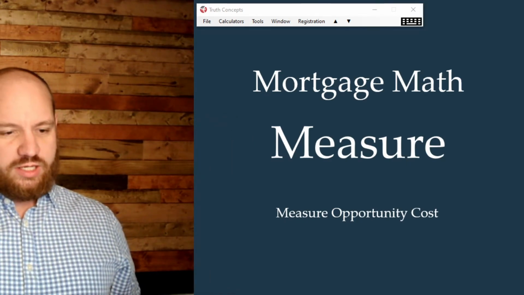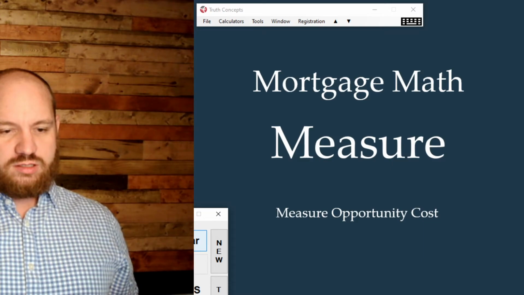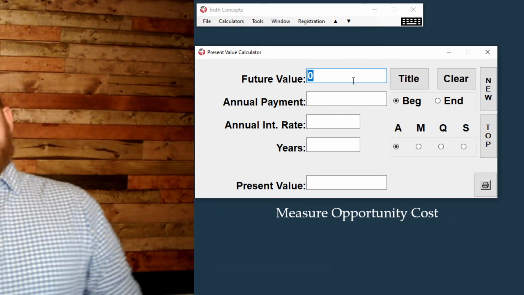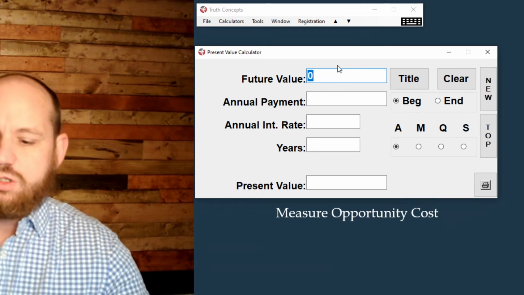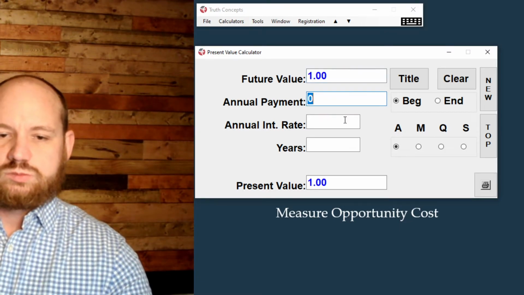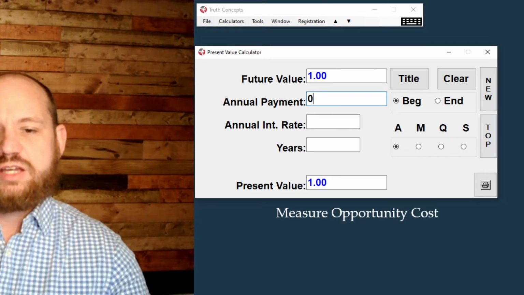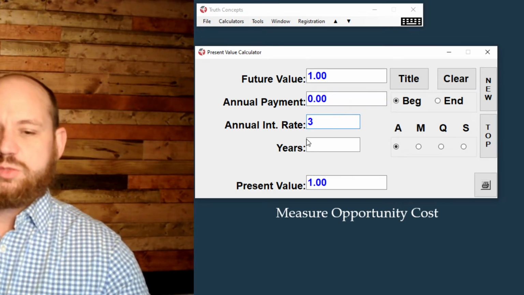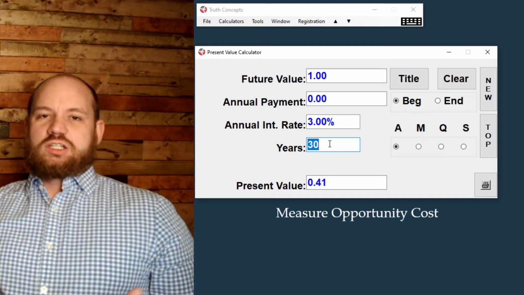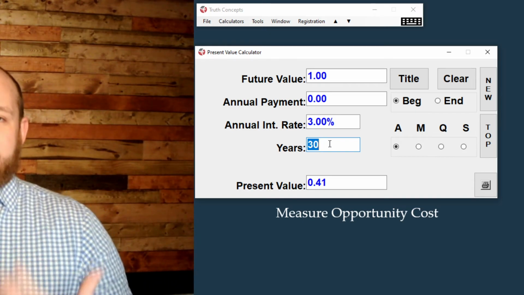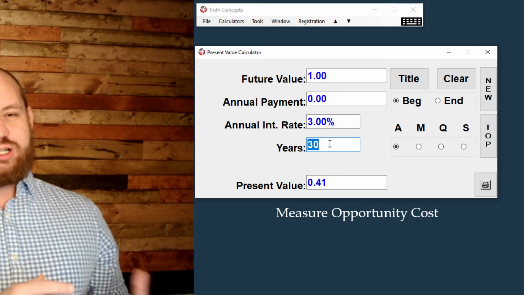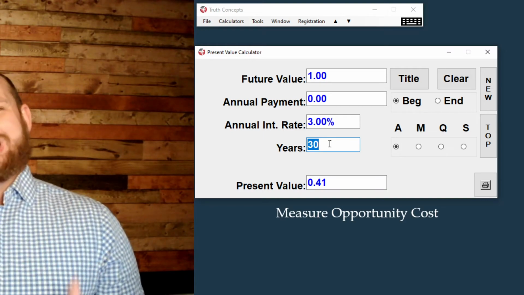So let's go ahead and just calculate that. Right now, we are looking at $1, not making any types of payments, 3% per year over 30 years. Right, so $1 in the future is going to feel like 41 cents.